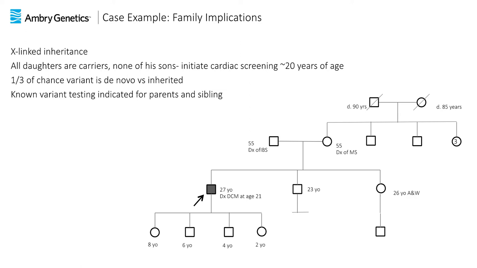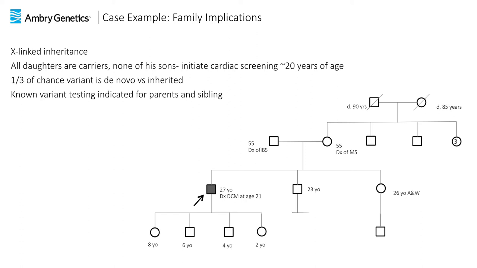For his daughters, who are now quite young, just ages 8 and 2, current guidelines from the Muscular Dystrophy Association recommend cardiac screening around the age of 20. It's pretty well documented that females who are carriers of DMD deletions or point mutations do have an increased risk for developing cardiomyopathy over a lifetime, although it tends to be later in terms of age of onset and more slowly progressive.